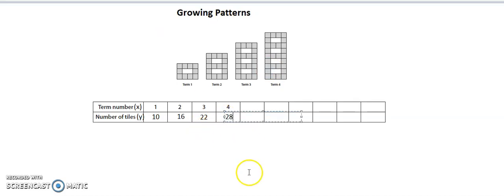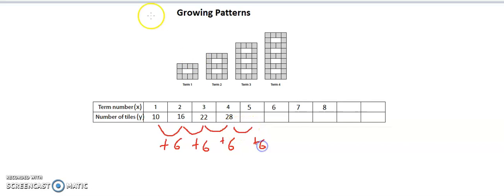This helps me out because if I just want to keep going with my table, 5, 6, 7, 8. Okay, so if I keep going with my table, I need to look at the pattern. Now I can see straight away each time my pattern is going up by 6. So I'm adding 6 each time. So 22 plus 6 is 28. So each time I just need to keep on adding 6.